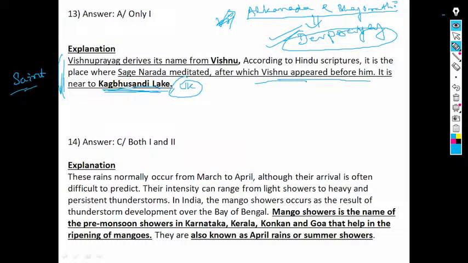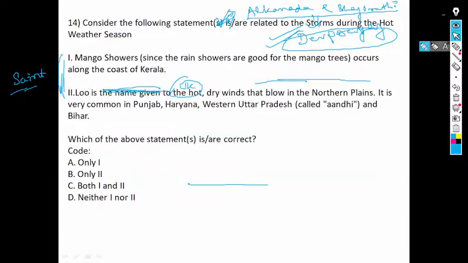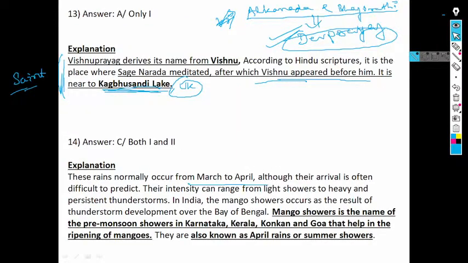Mango showers normally occur from March to April. Basically, see the question. Mango showers occur along the coast of Kerala, particularly. This is correct. Lu is the name given to the hot dry winds. So it is March to April, although their arrival is often difficult to predict.